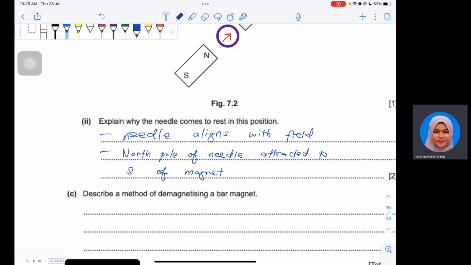Okay. Now dia kata describe a method of demagnetizing a bar magnet. For this question, you read, you know. You story to your friends, you remember. You don't tell stories, you will not remember. You watch movie, you remember sikit. Macam tu lah.